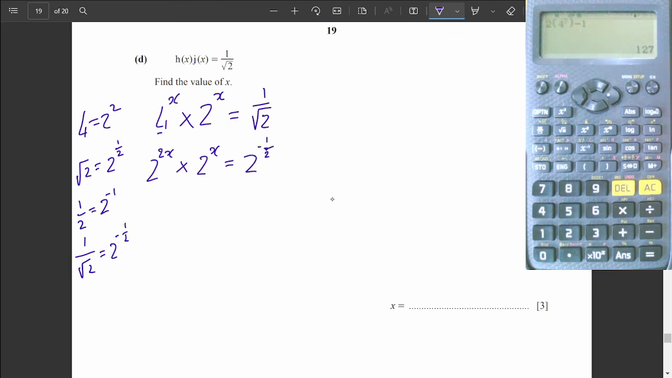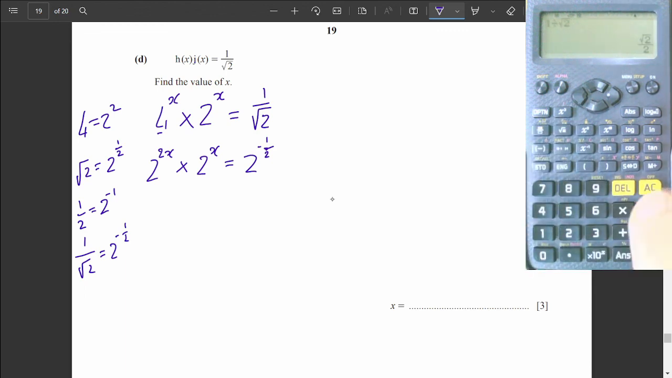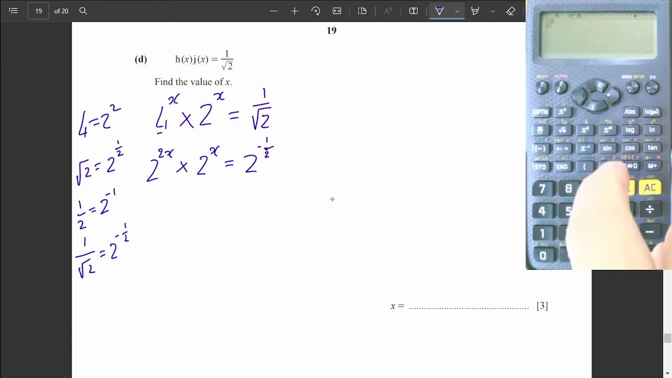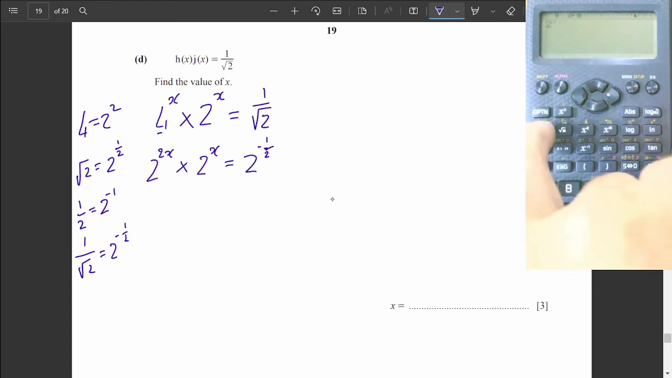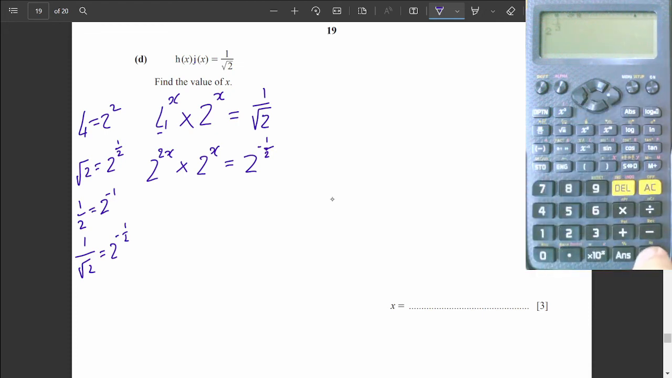Okay, if you're not sure, check it on your calculator. Type in 1 divided by square root 2, square root 2 over 2, 0.707. And type in 2 to the power of negative 1 over 2, and we get the same answer, 0.707. So we know it's the same.